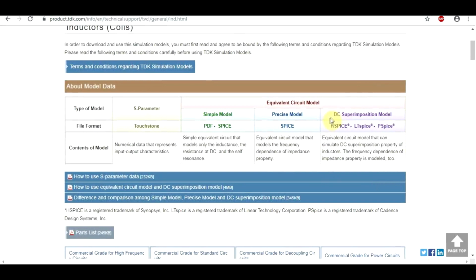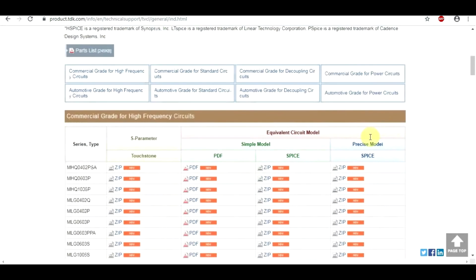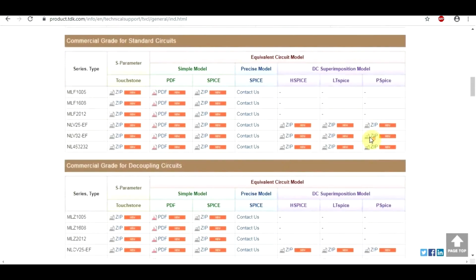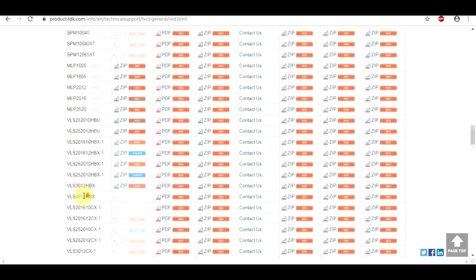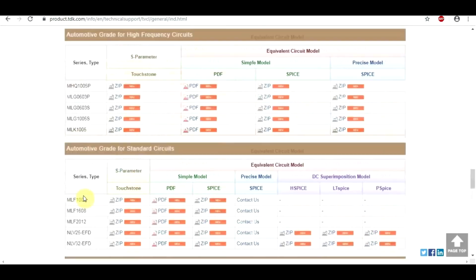And then they have this thing, the DC superimposition model, which is better because it's super. Now they supply this for 3 types of simulators, so even if you're not using LTspice, you're using one of these other ones, you can still use these models. And now depending on the exact inductor you want to use, you may or may not find the model that you want.